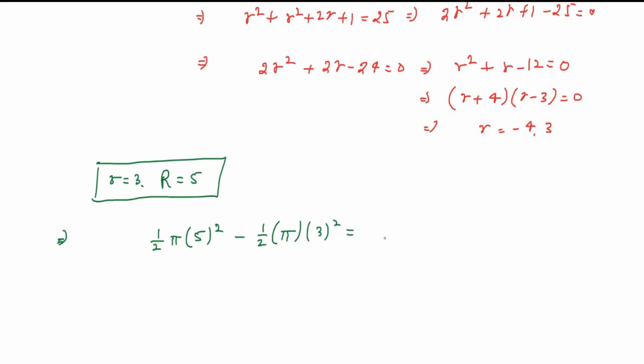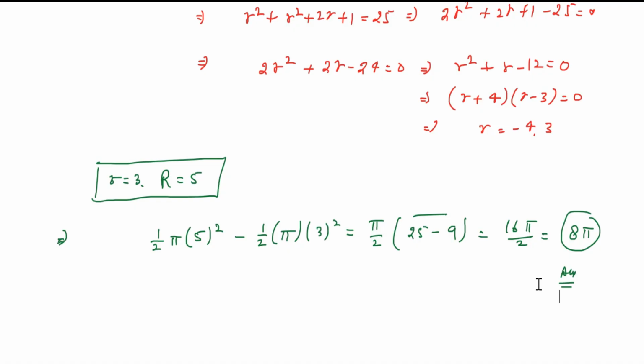So if we simplify this equation, taking pi by 2 as common, further we will have 5 square, that will be 25, minus 3 square, that will be 9. So if we simplify it, it will become 16 pi divided by 2. After simplification, it will give 8 pi. This is the required area of the green region, and this is the required answer of the question.